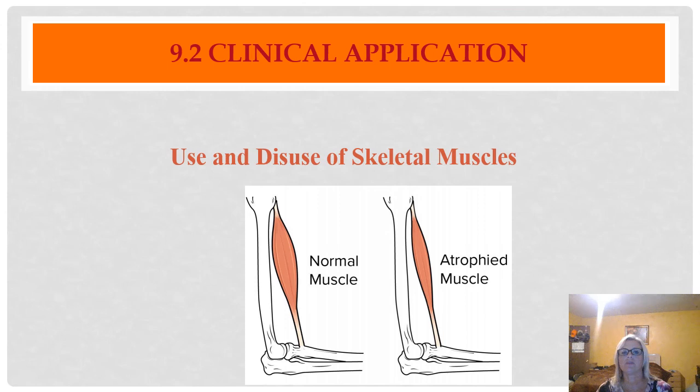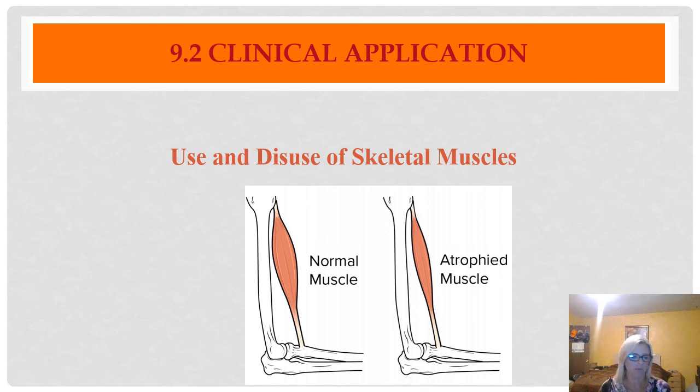So using your muscles is important. Skeletal muscles respond to use and disuse. Forcefully exerted muscles, what do? Why do people work out? Well, to build muscle. And we call that hypertrophy. Remember, hyper means above. Unused muscles, though, experience what we call atrophy.